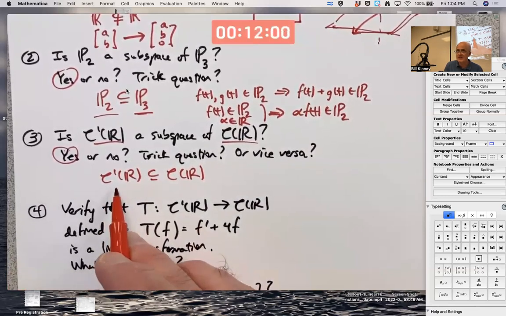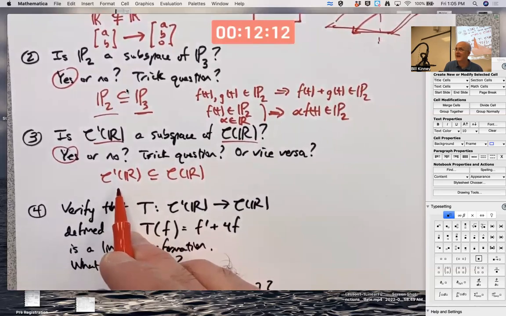The 0 function is in there. The 0 function is the same as the 0 polynomial. Add 2 functions whose derivatives exist and are continuous. You'll get another function whose derivative exists and is continuous. Multiply such a function by a scalar, you get another function whose derivative exists and is continuous.